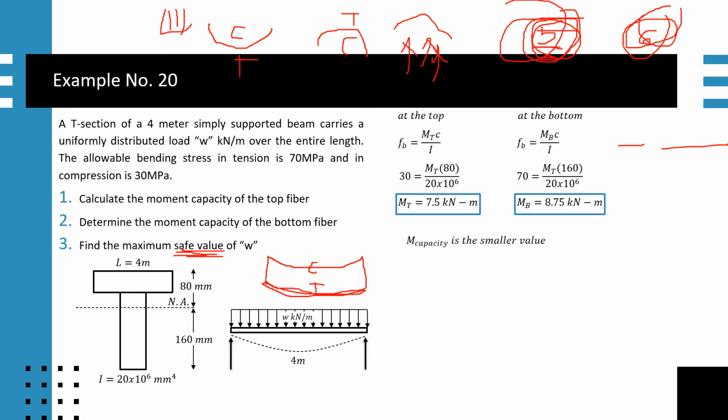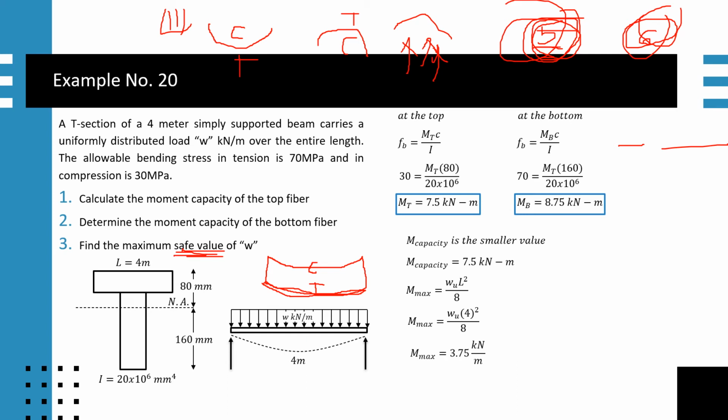So, next. Kaya ang gagamitin nating moment capacity dyan is the smaller one. That will be 7.5. Okay? So, the formula is, yan, WL squared over 8. Yan, tandaan nyo na to. Kasi gamit na gamit to. M max is equal to WL squared over 8. So, M max or M capacity 7.5 is equal to WU yung hinahanap. L is 4 squared over 8. Yan. Hindi ko napalitan. Dapat this one is 7.5.